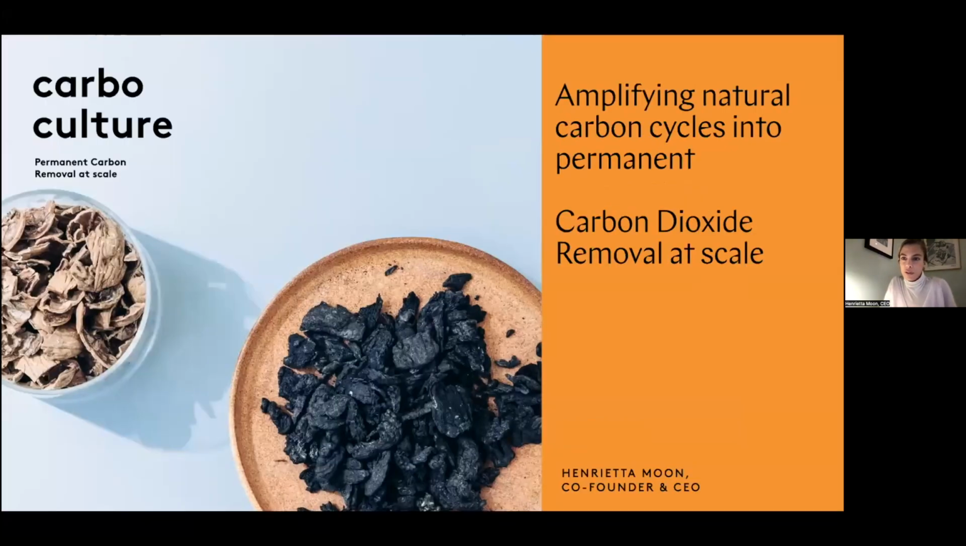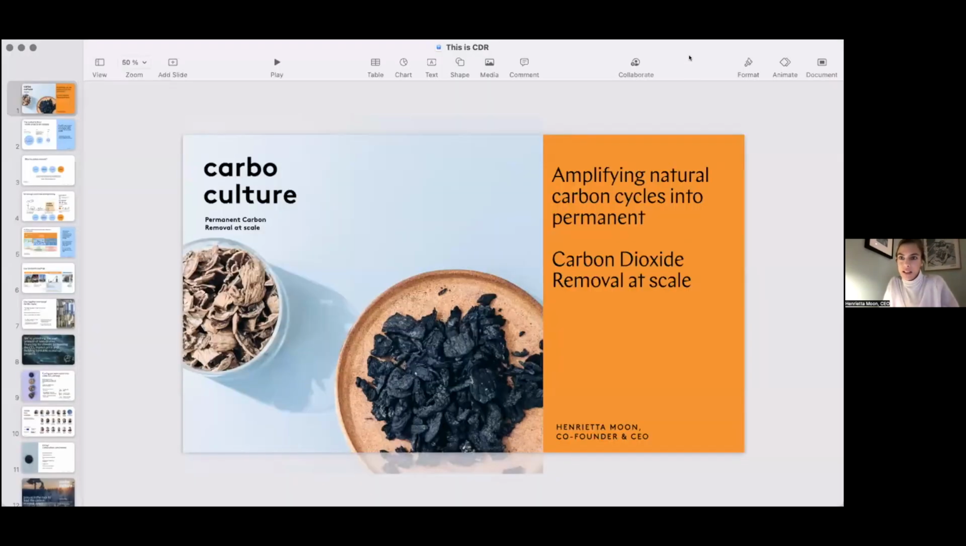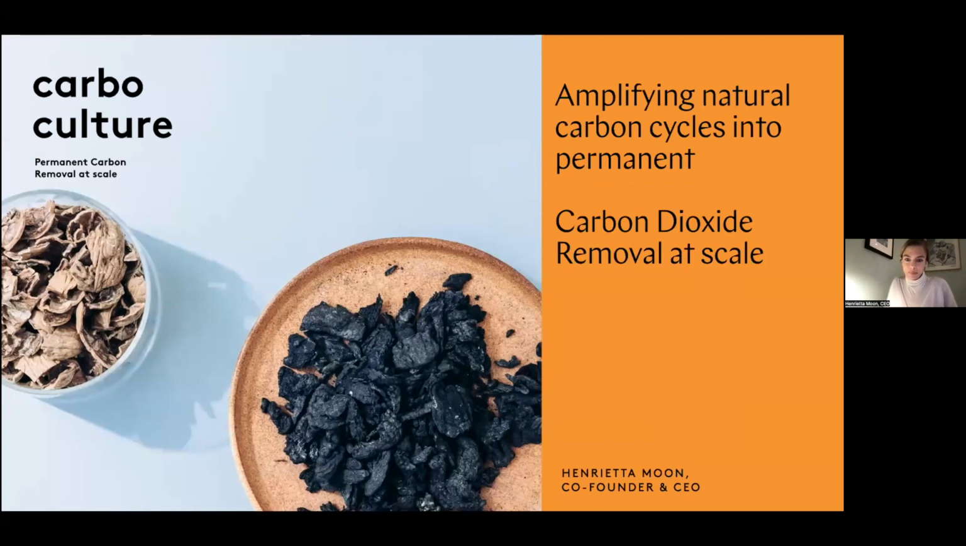Without further ado, I'll jump in. Maybe I will move this bar to be a little bit more invisible. All right, let me know if there's any problems in how you're viewing the slides.